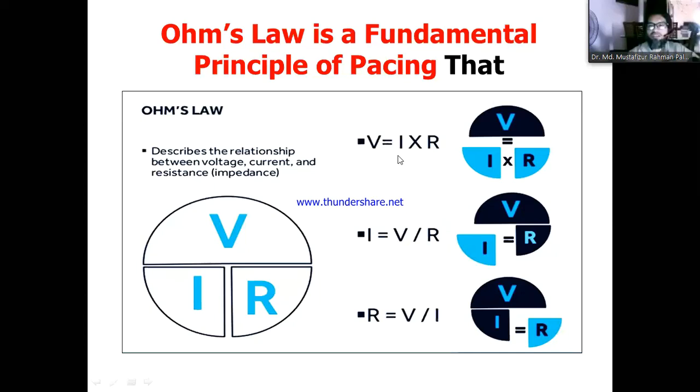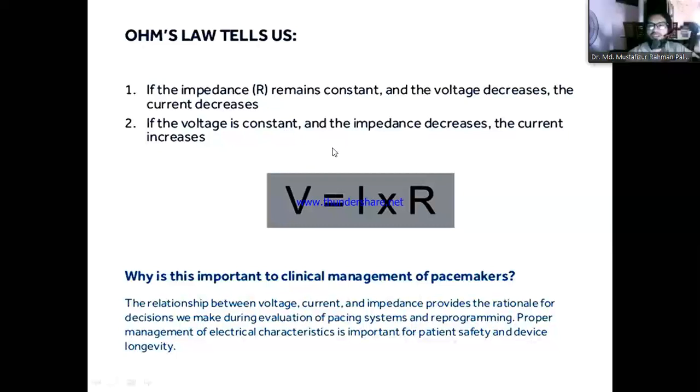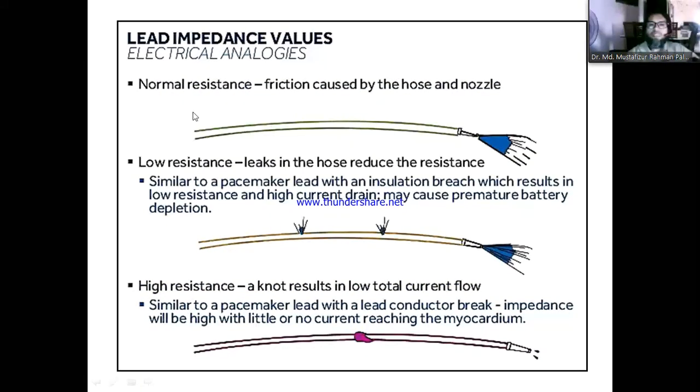the voltage is directly proportional to the current if the resistance is constant. So if the voltage remains constant and the voltage decreases, current also decreases. If the voltage is constant and the impedance decreases, current will increase. So this is the clinical management of it. This is the understanding of the impedance.